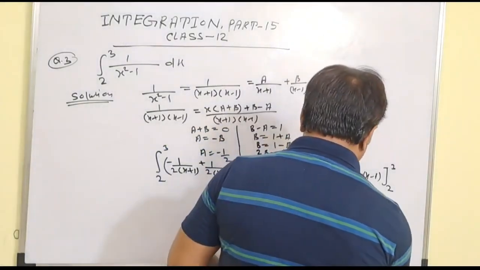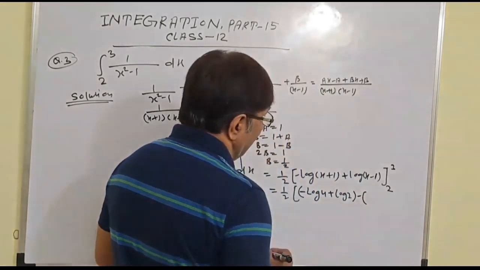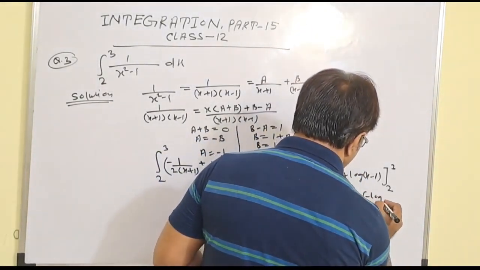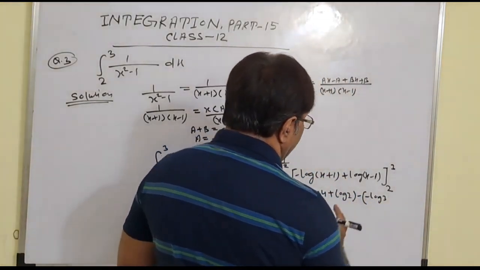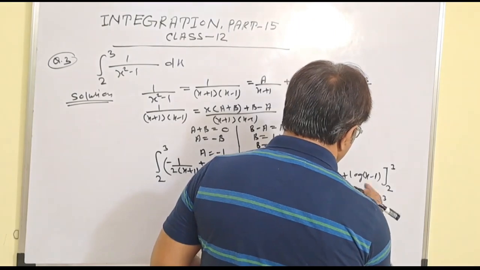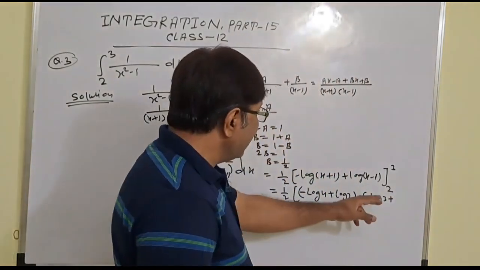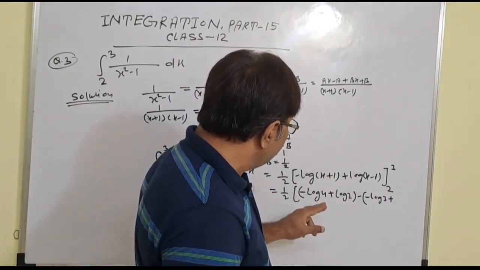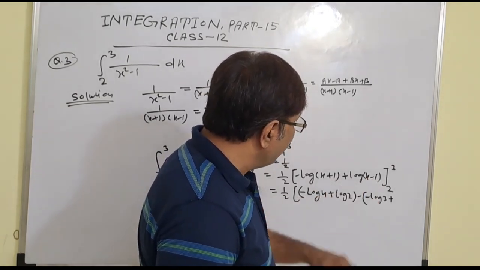Now here again this is minus and now we are putting 2. So it is minus log 3, and here log 1. So this is minus. Now we are putting x equal to 2, so 2 plus 1 is 3. So this is minus log 3 and here log (2 minus 1), which is log 1.